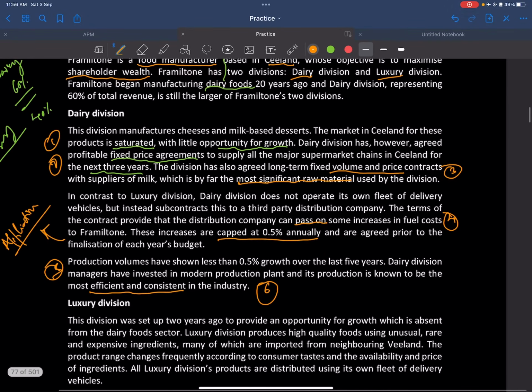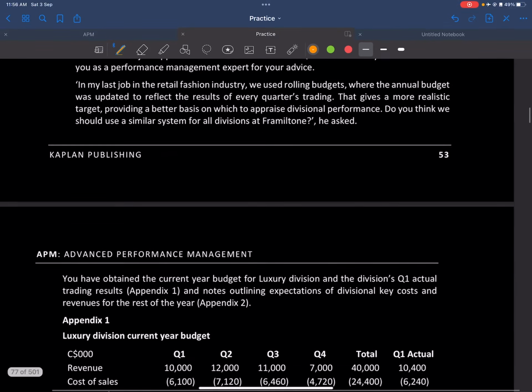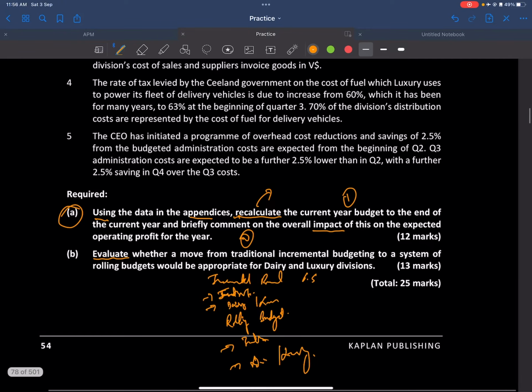Let's make the most of this information that they have provided. 6 points, right there, boom. How much is this? How many marks are being allocated right over here?